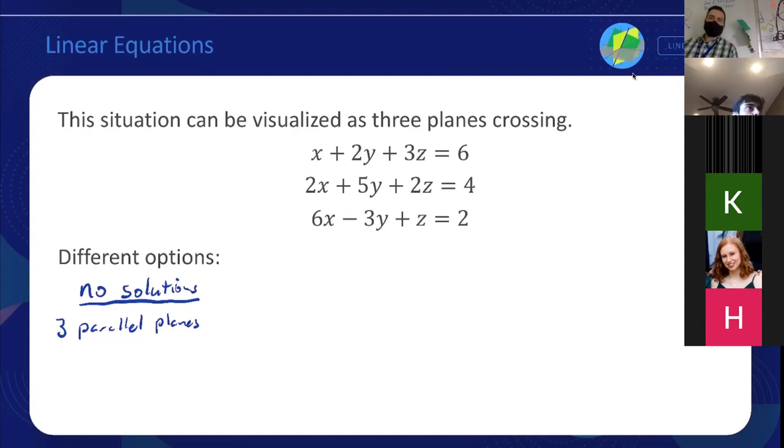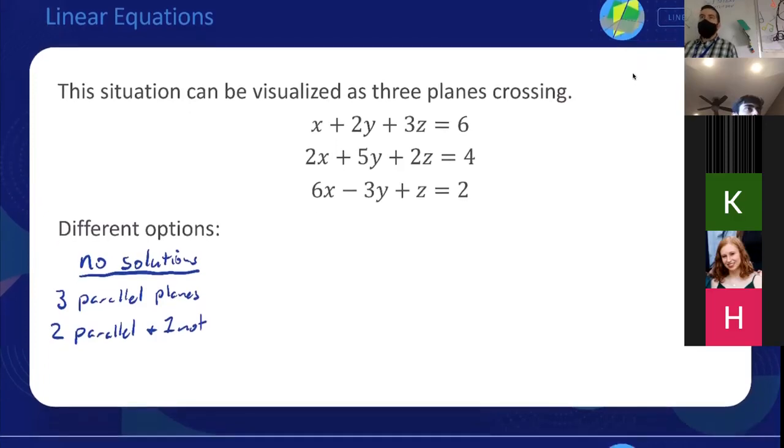You also could have no solutions if you have 2 parallel planes and 1 that's not. Think like the ceiling, the floor, and a wall. The ceiling and the floor are parallel. The wall is not. The wall touches the ceiling and the wall touches the floor at some point, but it doesn't ever all 3 touch at the same time. So if even 2 of them are parallel, but 1 is not, you're going to end up with a situation where there's not one intersection for all 3 planes. And then the other one, think of like a tent.